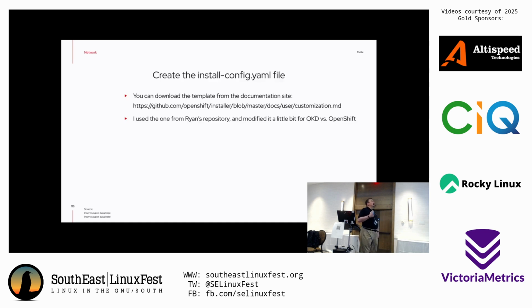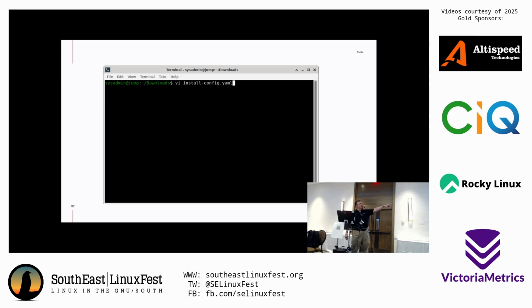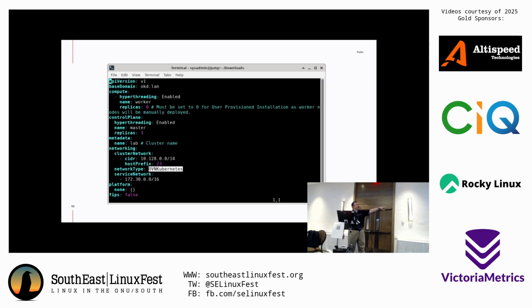Now, you can use an existing install config YAML file. That's what I did. I just snagged the one from the OpenShift GitHub repository. Or actually, I used the one that Ryan had done in his repository. I modified it for OKD versus OpenShift. And the main thing that you want to do is, when you're editing the file, change the networking type. So the default is, I think, OpenShift, and you need to change the network type to OVN Kubernetes. And that's about it.